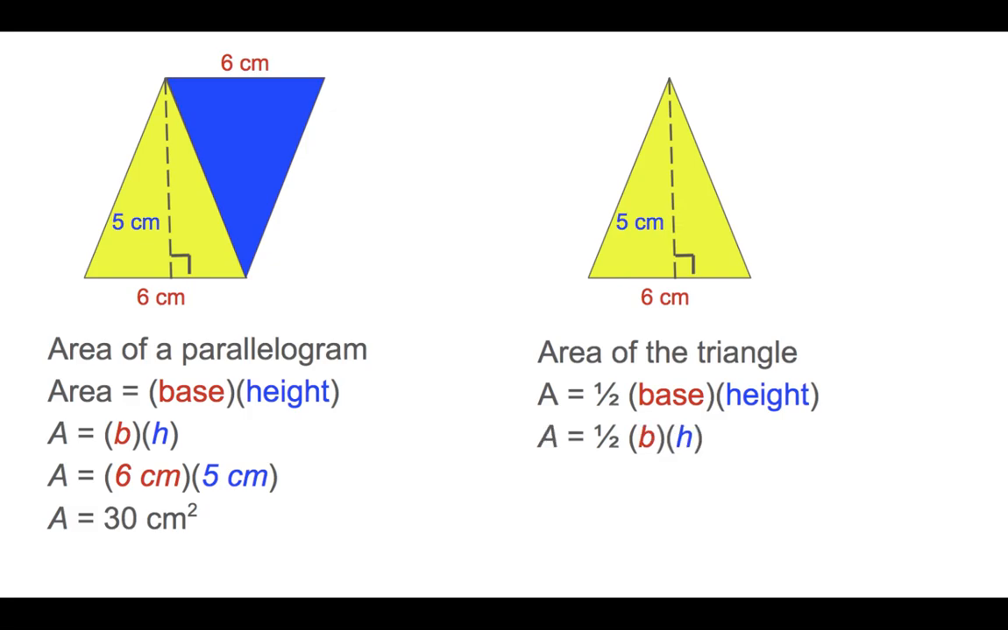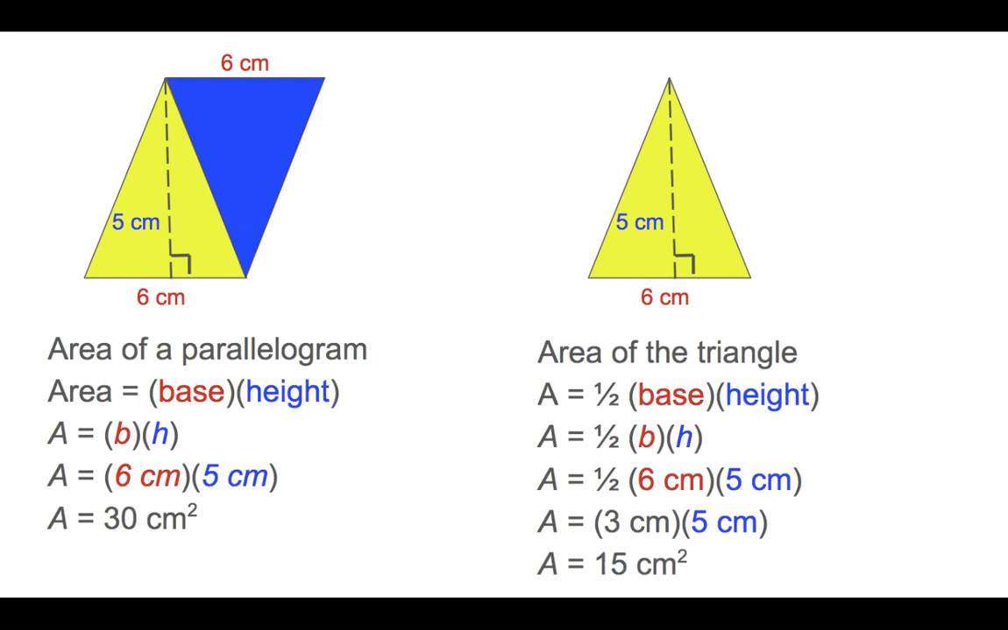So B multiplied by H by 1/2. I replace the B with 6 centimeters and the height with 5 centimeters. Half of 6 is 3, and 3 multiplied by 5 is 15 square centimeters. And 15 square centimeters is half of 30 square centimeters, which makes sense, seeing as you need 2 triangles to make the parallelogram. I hope that helps.